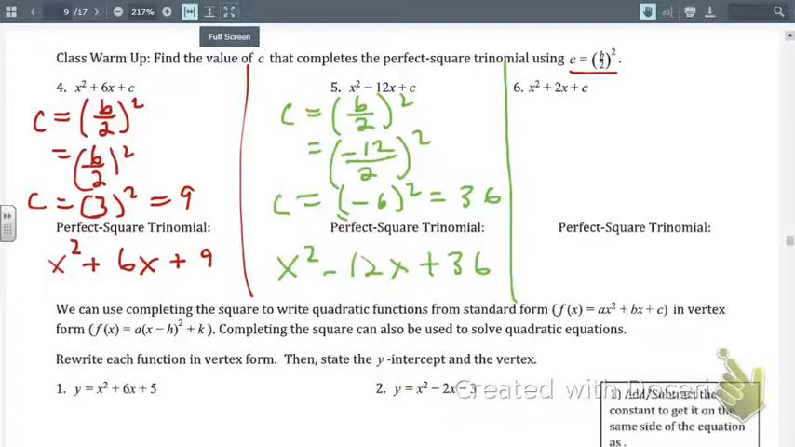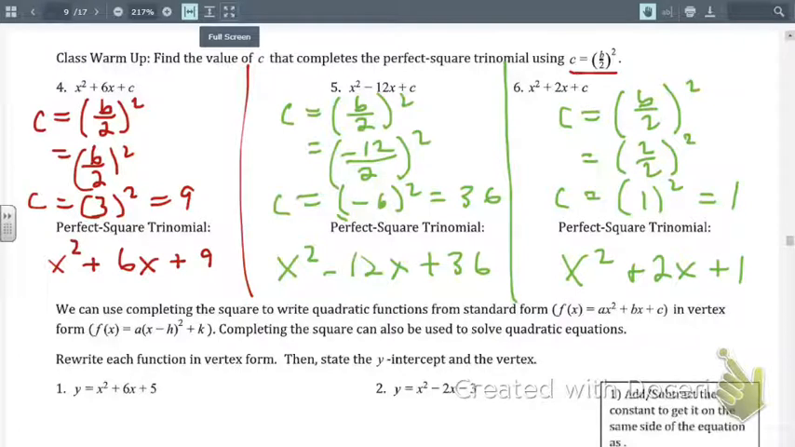Alright, so I want you guys to do number 6 on your own. Go ahead and hit pause now. Once you've finished, hit resume and check your answer. Alright, so you should get x squared plus 2x plus 1 for number 6.